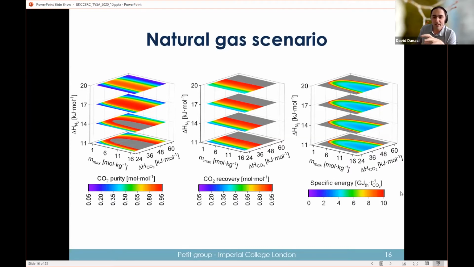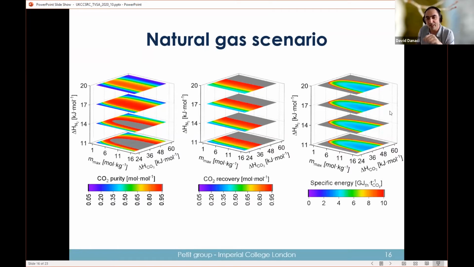The final plot here is the specific energy. So we want the light blue and dark blue areas, what most people would be aiming for. And that really correlates with the CO2 purity. And that's just an artifact of this model, because the CO2 purity is directly linked to the working capacity, and the specific energy is also directly linked to the working capacity.